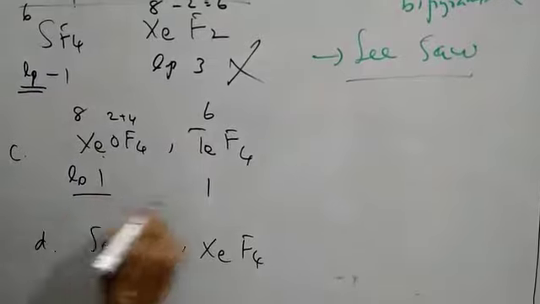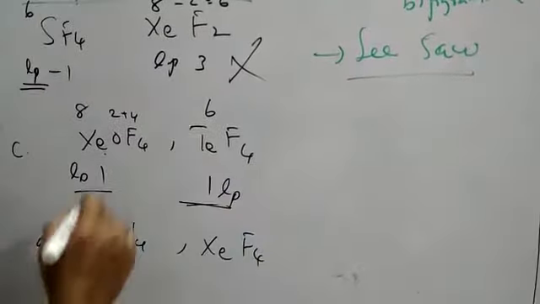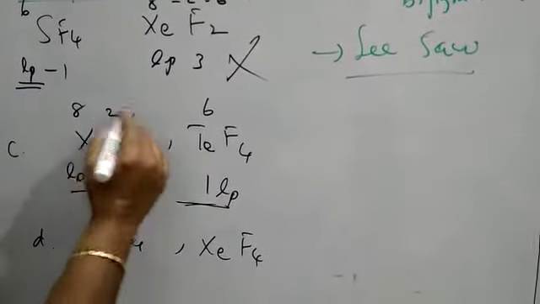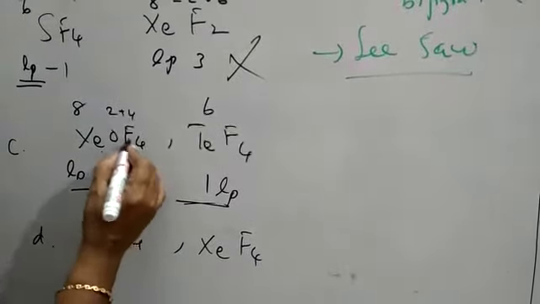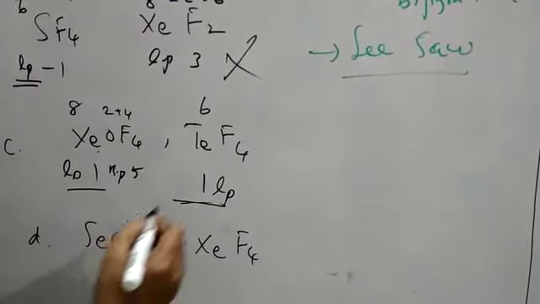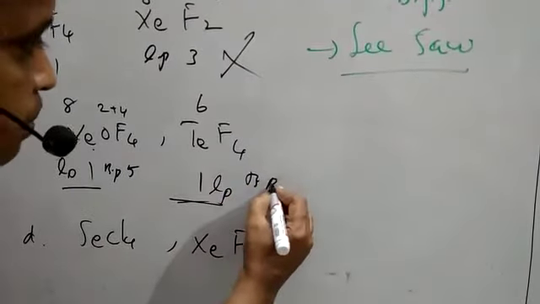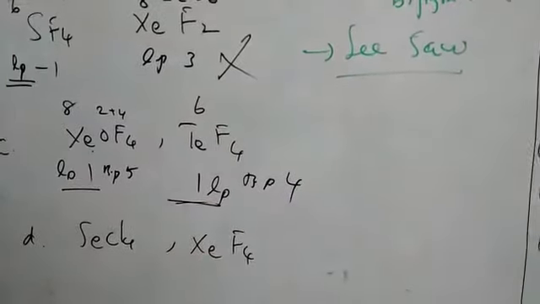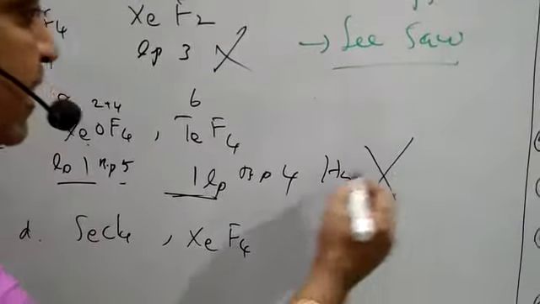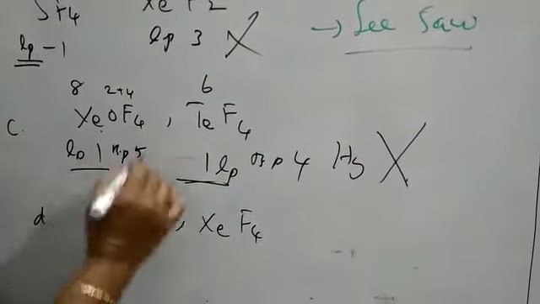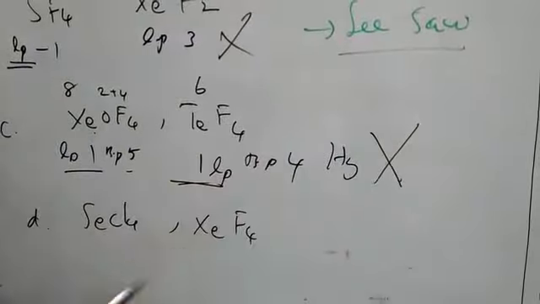So here of course the lone pair is the same. What about the bond pair? Let me write the bond pair. Here the bond pair is 4 plus 1, 5. Here the bond pair is only 4. So the hybridization may not be the same, because here it is 6 and here it is 5. So this is not correct.